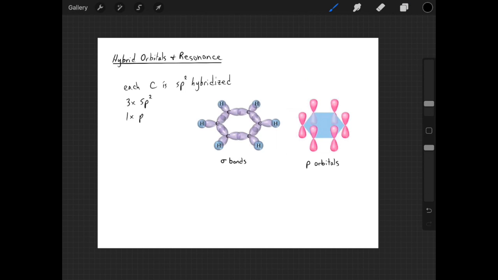The result is that benzene will be bonded with all the carbons and hydrogens in a single plane. The unhybridized p orbitals will exist perpendicular to the plane of that molecule.